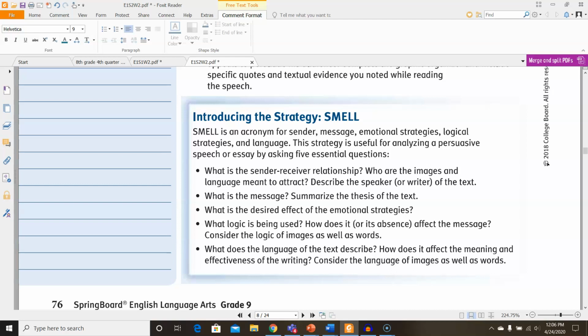1. What is the sender-receiver relationship? Who are the images and language meant to attract? Describe the speaker or writer of the text. 2. What is the message? Summarize the thesis of the text.